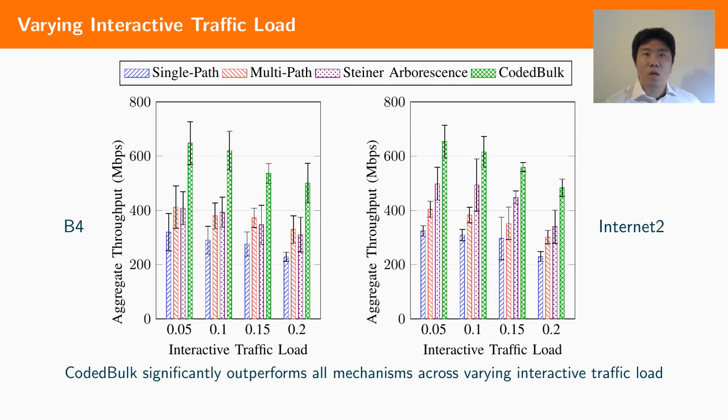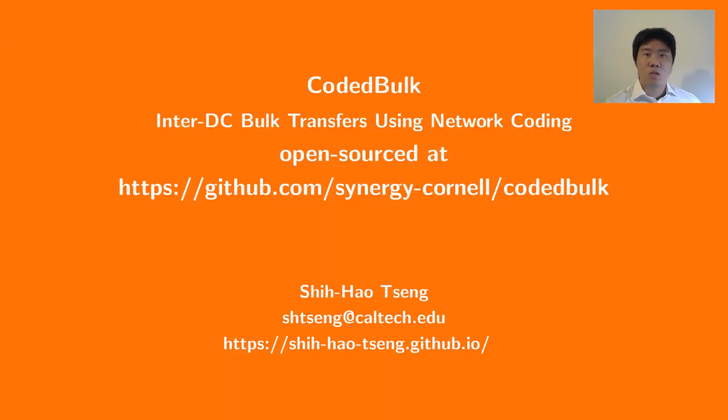Overall, CodedBulk outperforms all non-coded methods significantly, especially when the number of destinations is smaller than the number of nodes in the network, which is usually the case. In conclusion, we presented CodedBulk, an end-to-end system that boosts inter-datacenter bulk transfer throughput via network coding. Through comprehensive evaluations, we show that CodedBulk improves throughput for inter-datacenter bulk transfers by 1.2 to 2.5 times compared to state-of-the-art non-coded mechanisms.